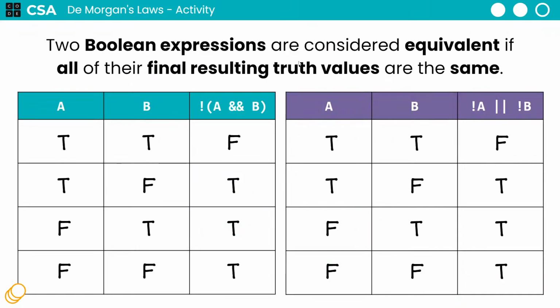So, two Boolean expressions are considered equivalent if all of the final resulting truth values are the same. If I look at this, I have not (A and B), inside parentheses. If I move the not like we did just a little bit ago, it turns into not A or not B. Whenever we do that, we get false, true, true, true. Over here, we get false, true, true, true. So these are the same, and that's what we want. We want them to be the exact same.